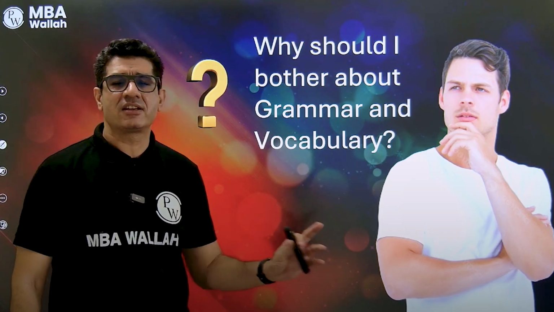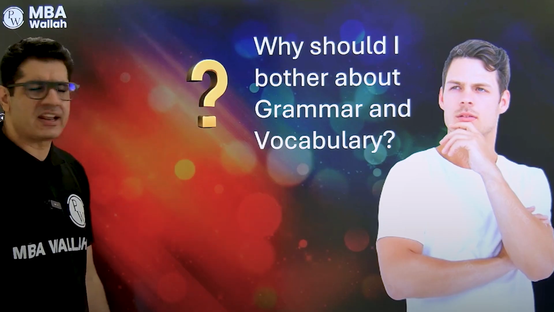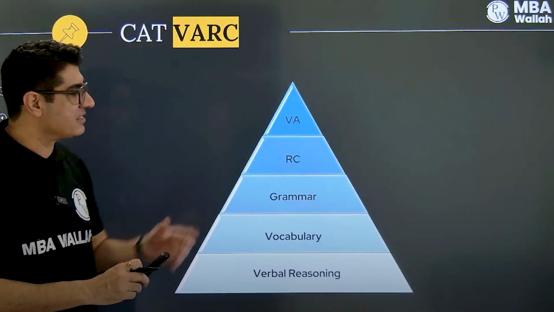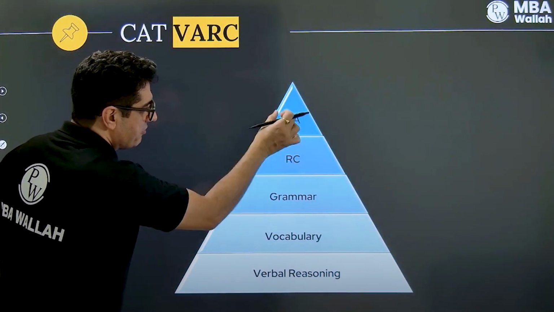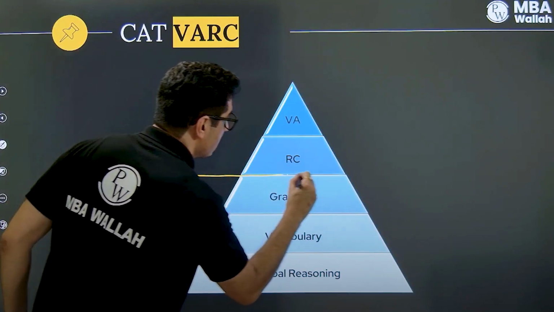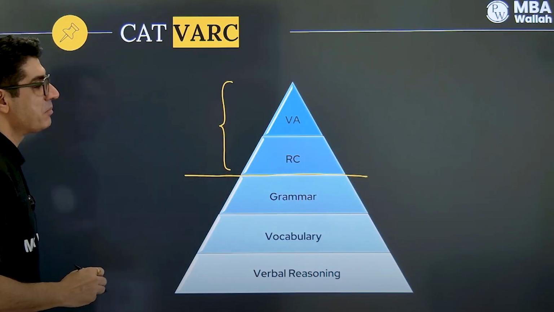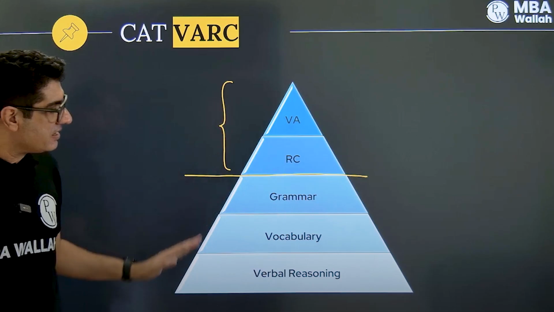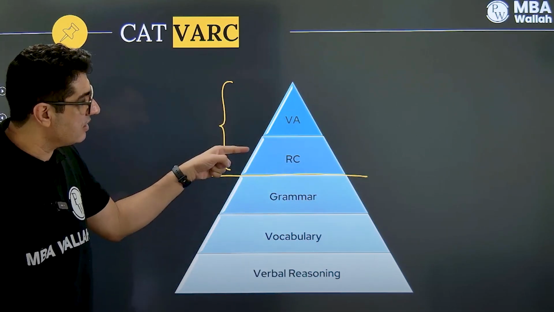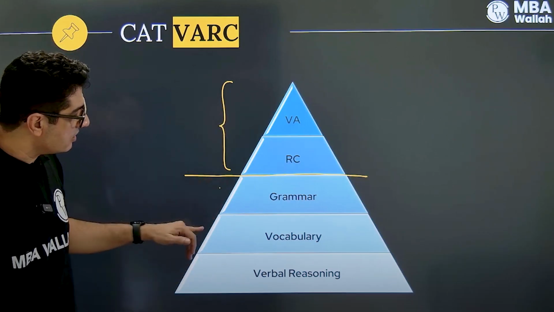So my answer is a very unambiguous yes. Why is my answer very unambiguous yes? When you look at the VA-RC section of the CAT exam, so this VA and RC, when you talk about VA and RC, these are only the tip of the iceberg. You see these two things getting asked in your CAT exam, but the truth is the entire English section is actually a pyramid, and VA and RC, excellent performance in these two areas depends on these other three areas that lie beneath.